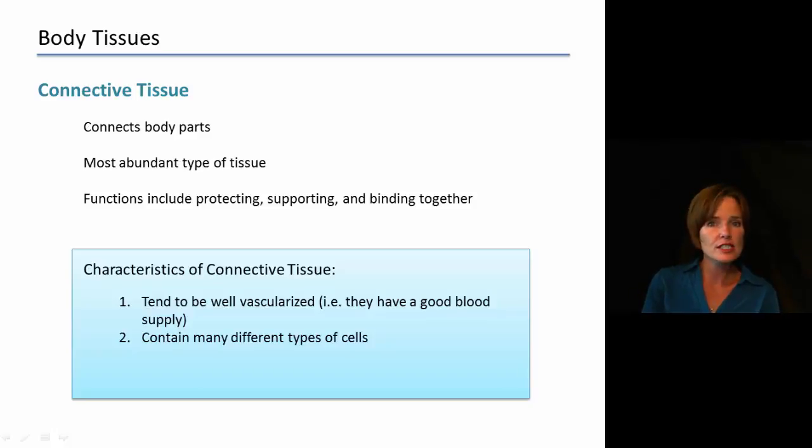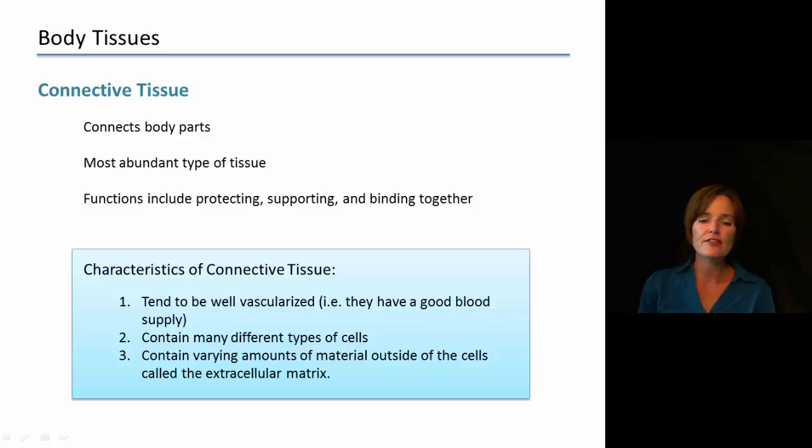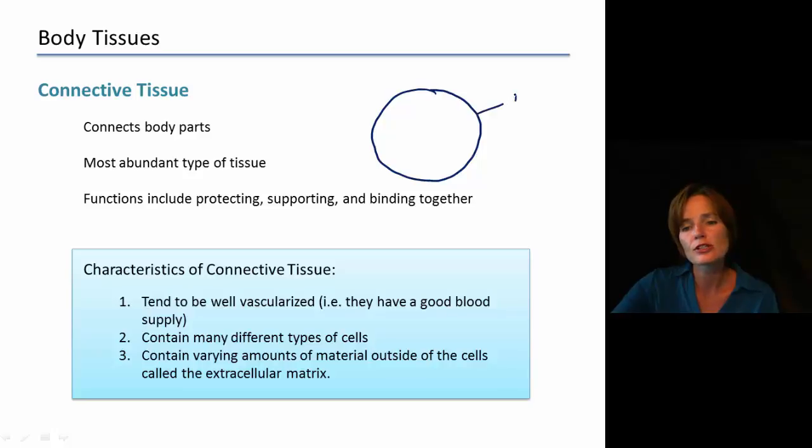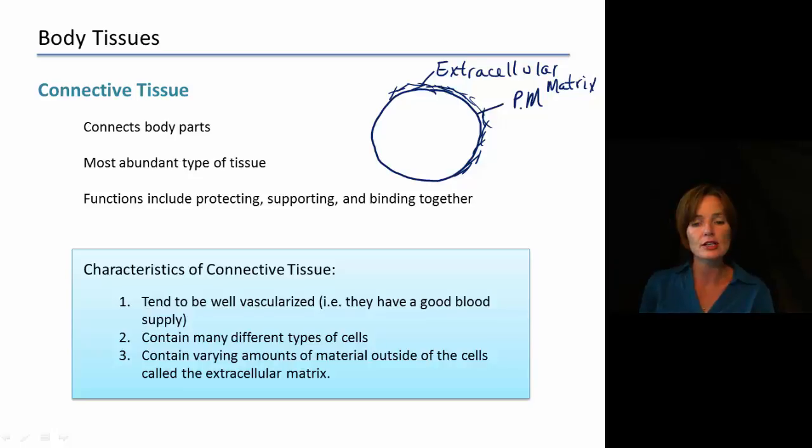They're going to contain many different cell types. And they're going to contain varying amounts of material outside of the cells. What we mean by outside of the cells is outside of the plasma membrane or cell membrane. The region just outside of that is called the extracellular matrix. If we were to draw that right here, if this is the plasma membrane of my cell, and I'm just abbreviating it there, we're going to have this matrix that's found just outside of this. I'm just drawing it like this. This network right here is the extracellular matrix. So with the connective tissues, the cells have extracellular matrix on the outside, and that extracellular matrix can have different consistencies.